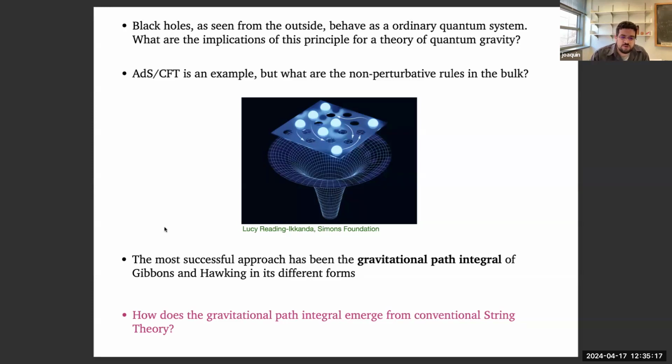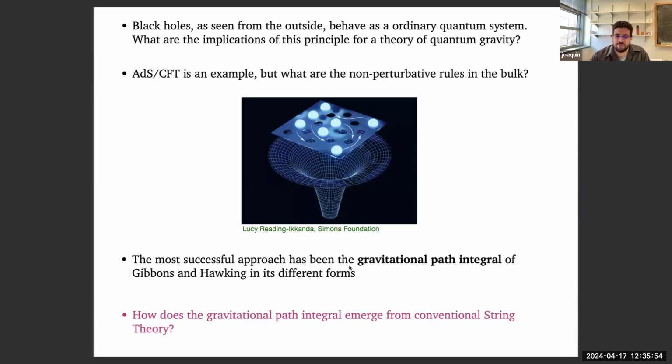From this perspective, the most successful approach has been the gravitational path integral from the point of view of the bulk. This was pioneered by Gibbons and Hawking, but the way we interpret it and the way we apply it has changed a lot over the years. There are a lot of non-trivial calculations that can be done in gravity that produce answers consistent with this conjecture in very non-trivial ways. A particularly famous recent one was the calculation of the Page curve, which follows the rules of the gravitational path integral.